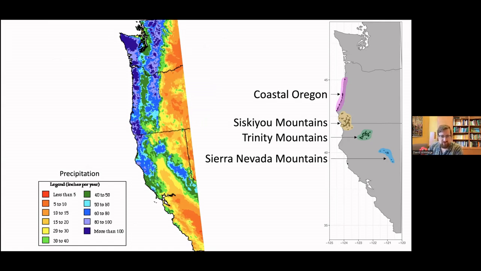Finally, precipitation also seems to be a strong determinant in their distribution. So you can see, areas with higher precipitation in the mountains of California, as well as coastal Oregon correspond to where they're distributed as well.